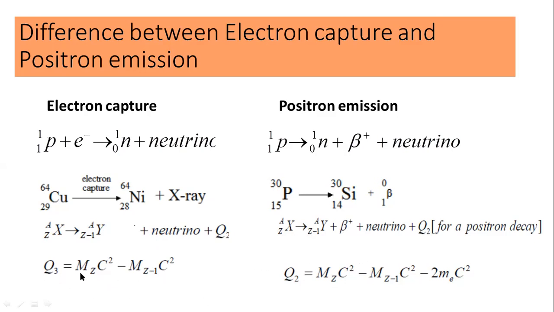You can calculate the difference between the parent and the daughter, and then you can multiply by 931.5 to convert this mass difference into energy released during the electron capture process. But here one additional factor is given. That means you have to subtract the mass of two electrons which are being emitted during the positron emission, and that process is called the annihilation process, and I have already described it during the positron emission. So this is all about the difference between the electron capture and the positron emission.